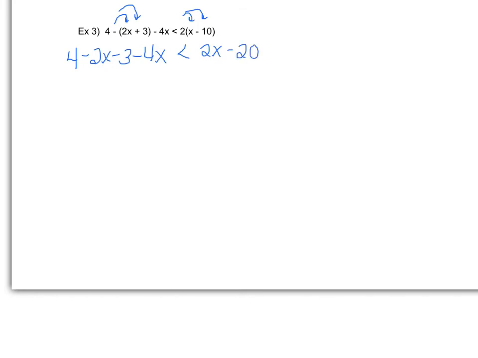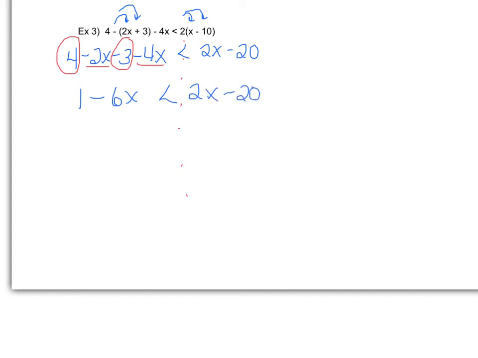Now I'm going to look at each side. I'm going to ask myself, do I have like terms? And I notice that I have a minus 2x and a minus 4x I can put together. I also have a 4 and a minus 3. Well, 4 minus 3 is 1. Minus 2x minus 4x is minus 6x. It's less than 2x minus 20.